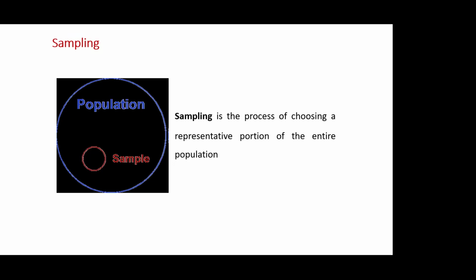So what is the definition of a sample? Sampling is a process of choosing a representative portion of the entire population. So you take a representative portion. Note these words: choosing is one keyword. The other is taking a representative portion. That's the other keyword.